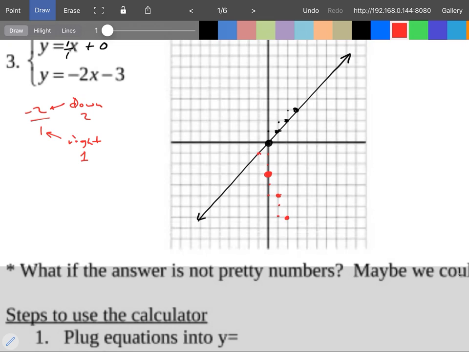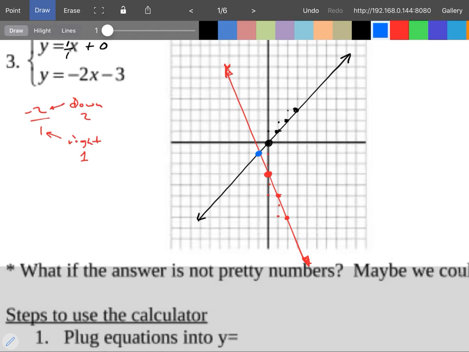But let me try to graph this one. Something like that. All right. So again, what we're trying to find is the point where the two lines hit each other. So that is the point right here, that blue point. Then you just got to write down the ordered pair for that point and you're done.